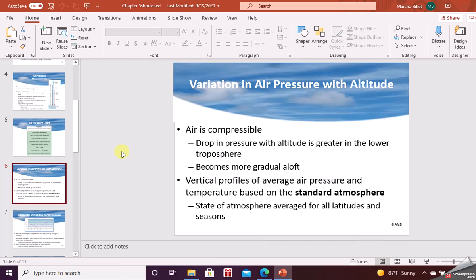Now, if you have the ocean, it's not quite so fast. The ocean is going to get heavier and heavier as you go down, but it's not compressing. It's just the weight of the water above you. Here, because the air has been pushed down towards the surface of the earth and compressed, as you go higher on the mountaintops, your pressure is going to drop significantly. And it's going to drop much faster in the lower part of the atmosphere than in the upper part of the atmosphere.